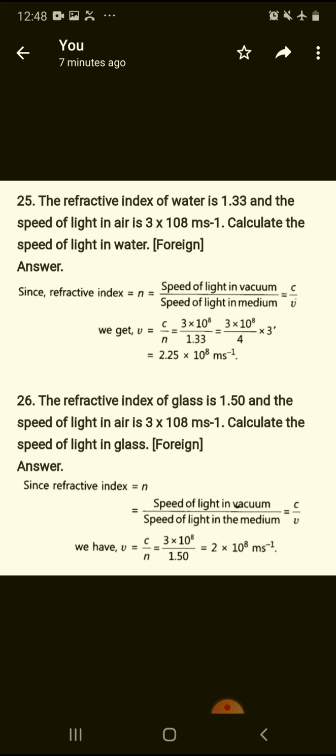Same, we have another question. In this question we have been given the refractive index and c, and we have to find v of the glass. In the previous question we had to find the speed of light in water. Now in this question we have to find the speed of light in glass. We will use the same formula, and by substituting the values we will get our answer, that is equal to 2 into 10 raised to the power 8 meter per second.